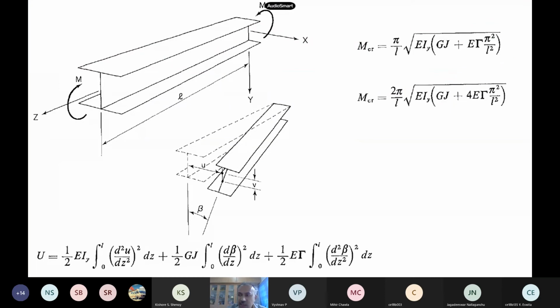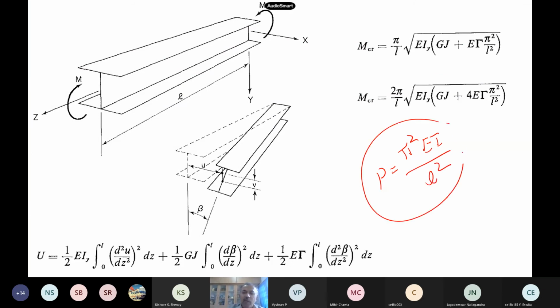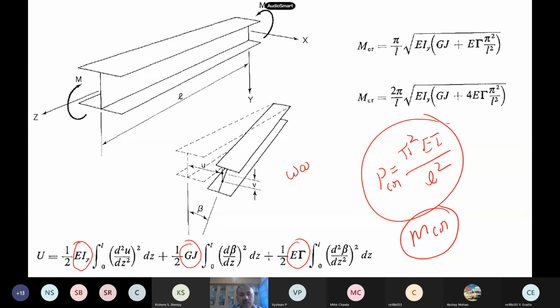Now for lateral torsional buckling, you know how to find the buckling load: pi square EI by L square. This is for columns. Here, if I want to find the critical bending moment which causes LTB in the beam, you can calculate it. You have to write the equations of motion. EI is the flexural rigidity, GJ is the torsional rigidity, and you also have to include the warping rigidity for non-circular cross sections. So this also comes into the picture.